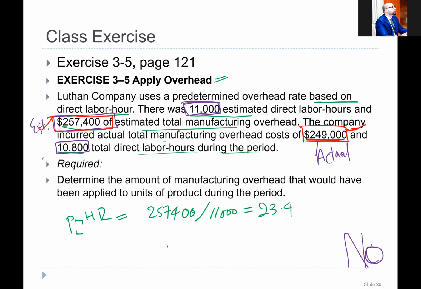That's why we need to have this three-step process. Otherwise, from a layman's perspective, our estimation was 257,400 and our actual is like this. Okay, I need this promotion because I did very well. The question is, this is based on 11,000 and now this is based on 10,800. You cannot claim that you did well or not until everything is based on the actual number. It means you need to find out what the manufacturing overhead is.